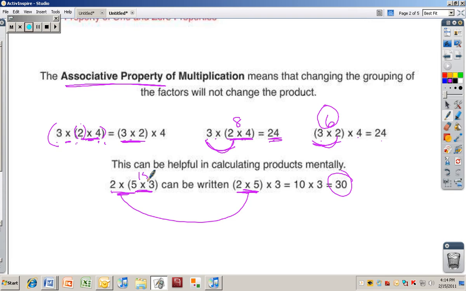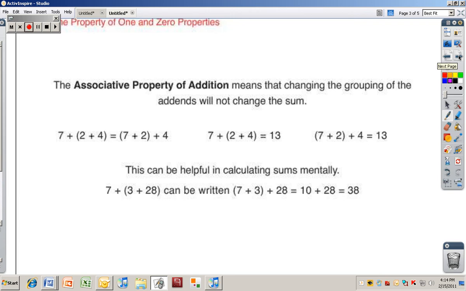5 times 3 is 15, 2 times 15 is 30, 2 times 5 is 10, 10 times 3 is 30. Either way, we're going to get 30. It doesn't matter how we group them in multiplication. The same property, the associative property, works with addition. It does not work with subtraction and division. I'll show you that in a second.